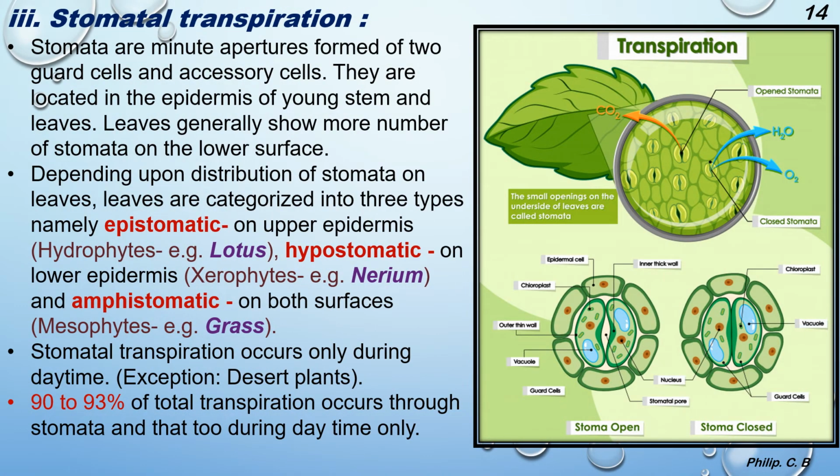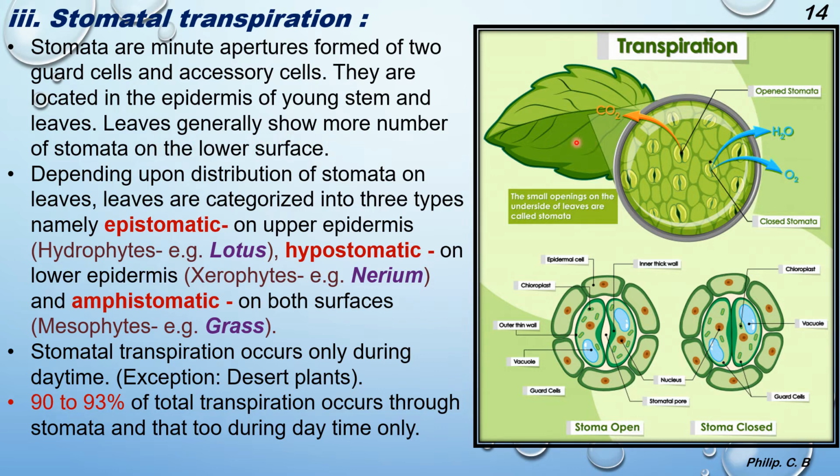Now, coming to the third type, the most common type, through which the most percentage of water is transpired. Here, stomata are minute apertures formed of two guard cells and accessory cells. They are located in the epidermis of young stems and leaves. Leaves generally show a greater number of stomata on the lower surface.